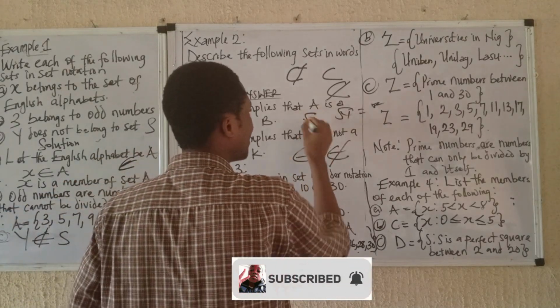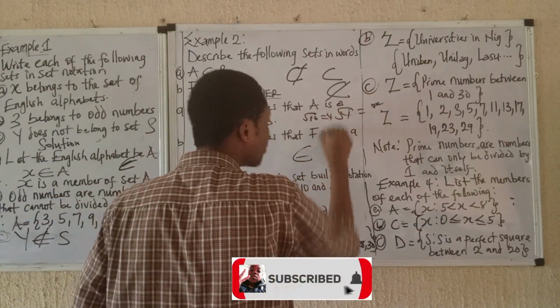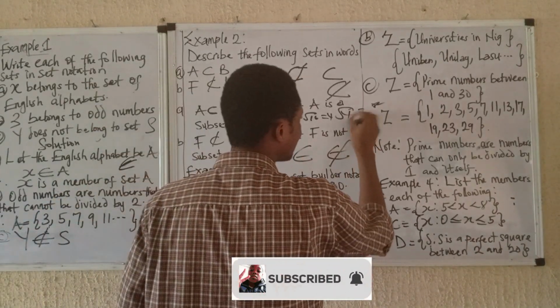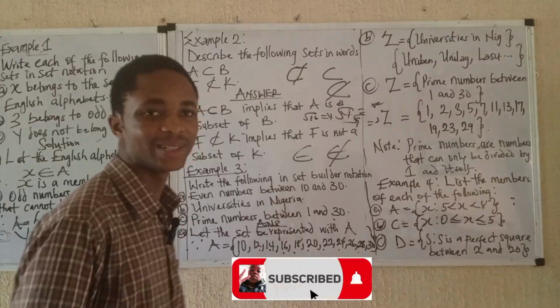Like 4, like 16 give you 4, etc. We have 9, right? The square root of 9 gives 3. So those are perfect squares.